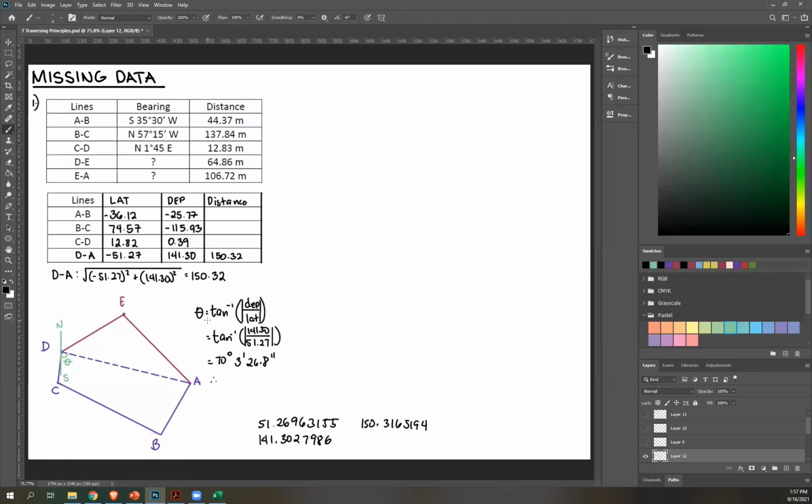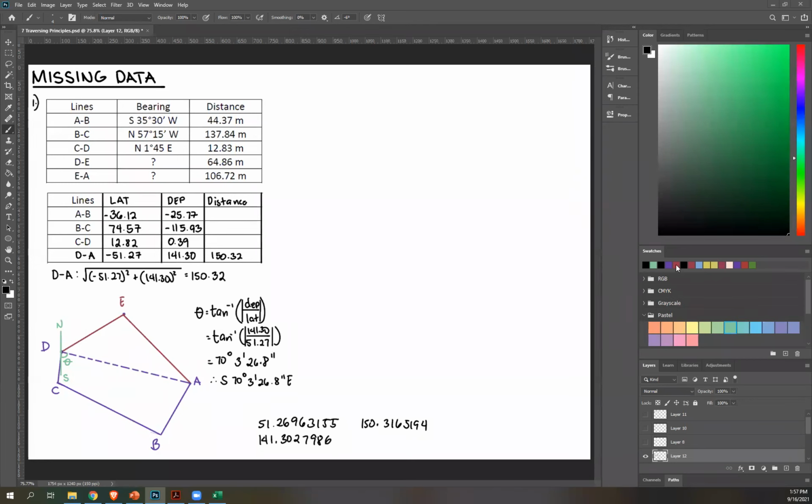So bearing, to get the directions, just look at the sign of your latitude and departure. This is negative, therefore south, 73, 26.8 seconds. And this is positive, so that's east. Okay. So I still haven't actually solved for what's being asked, which is the bearing of DE and EA. What I got is the bearing of DA. So I'm going to use my newfound value for DA to solve for what I need, which is the bearing of DE and EA.